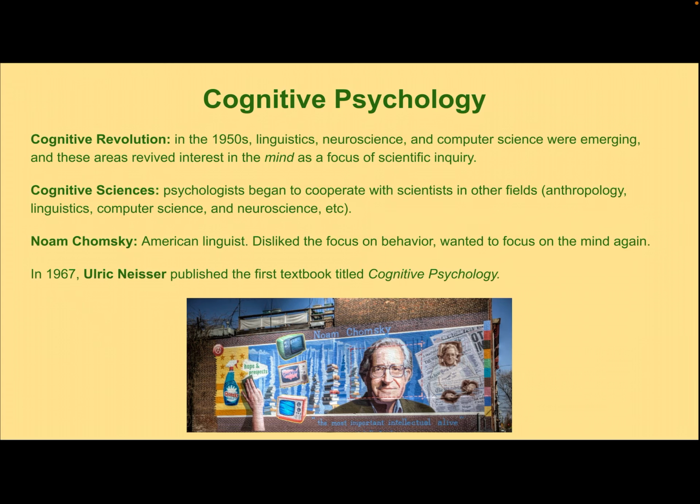And then in 1967, someone named Ulric Neisser published the first textbook called Cognitive Psychology. If you do a quick Google, you'll see there are lots of textbooks called Cognitive Psychology, lots and lots and lots. But Neisser wrote the first one in 1967.